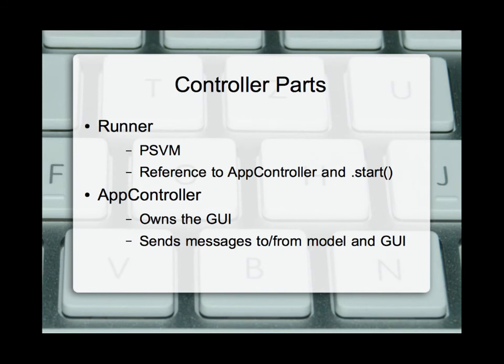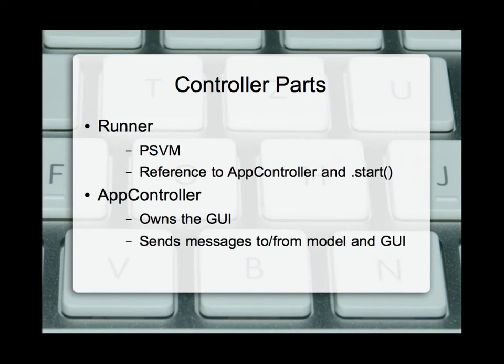Our controller is going to have a couple parts that are always going to be there. The first is going to be our runner. Every project needs a way to start, and so that is going to be our runner class. Our runner object will always have within it a public static void main, and inside that PSVM we're going to always have a reference to whichever app controller we're making and its start method. That class is going to be a boilerplate set of classes. It's always going to look the same. We'll see some examples later on here in our next lecture.